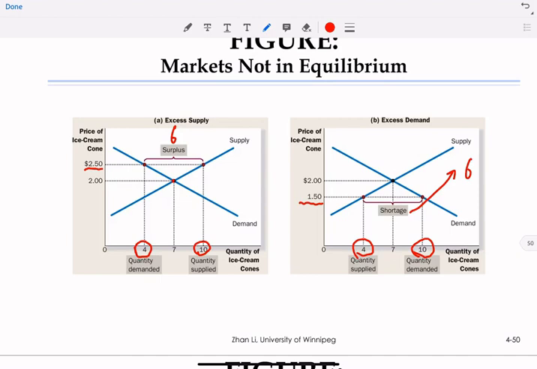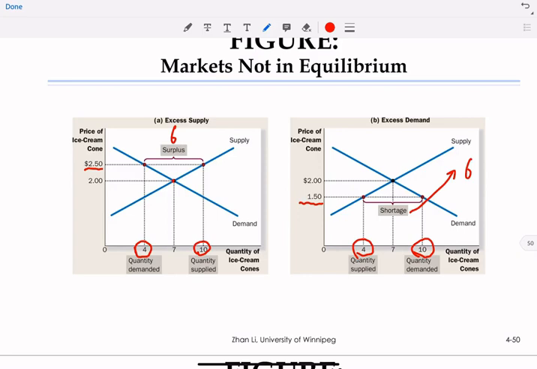Then shortage is also very easy to understand. If the price is too low, if it's lower than the market equilibrium price, then buyers will be very happy. A lot of buyers will want to buy the product. However, due to this low price, sellers are not happy. They will not want to sell. So you can see that there will be shortage.